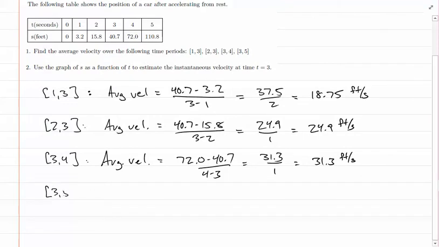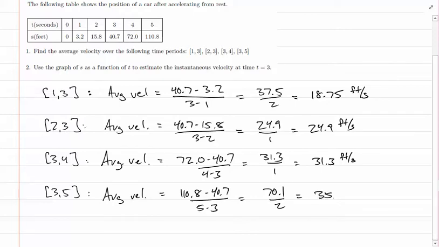And then over the interval from 3 to 5, the average velocity, we're just looking between t equals 5 and t equals 3. So it'd be 110.8 minus 40.7 on top over 5 minus 3 on the bottom. So that's 70.1 over 2, which is 35.05. And again, that's feet per second.